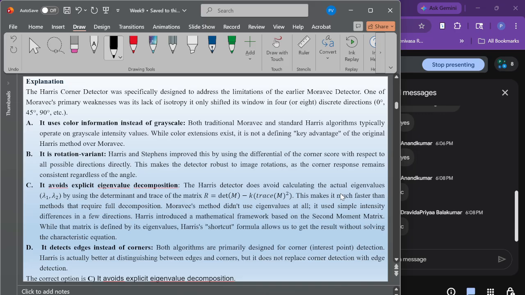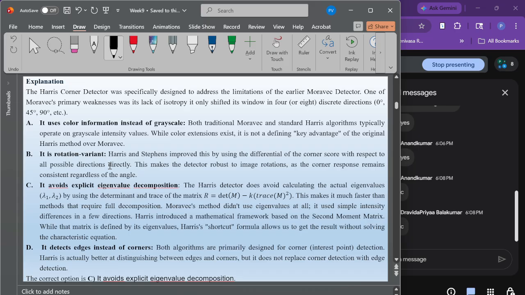Option A is that it uses color information instead of grayscale. Both the traditional Moravec and the standard Harris algorithm operate on grayscale intensity values only. While color extensions exist, it is not a defining key advantage of the original Harris method over Moravec. So it is not the correct option, because it is primarily operating on grayscale intensity values, not color information.